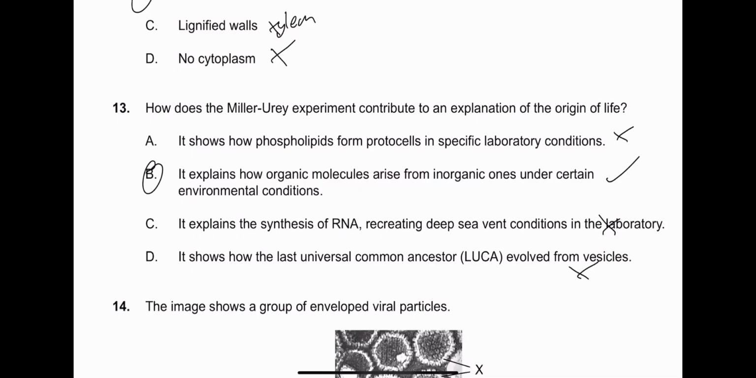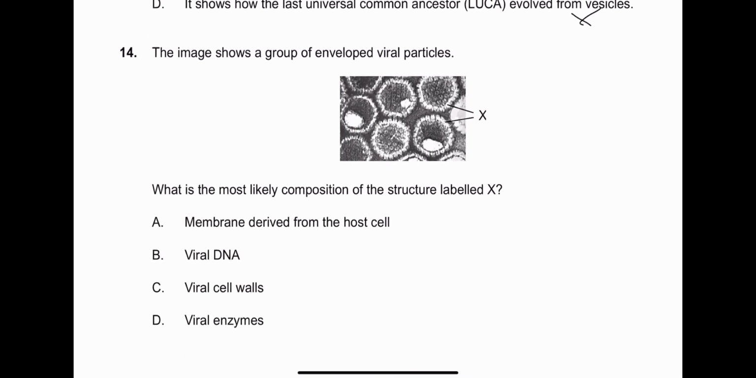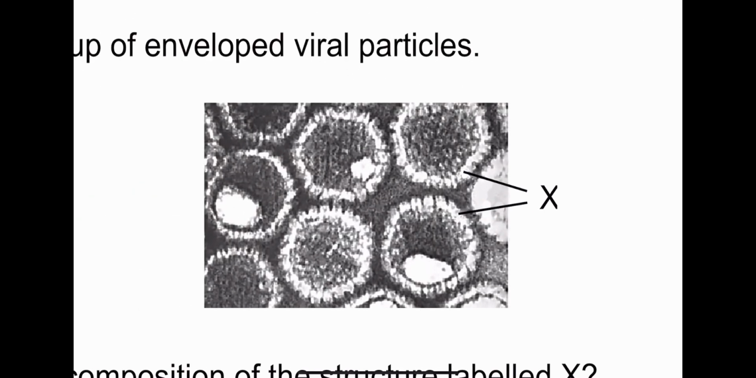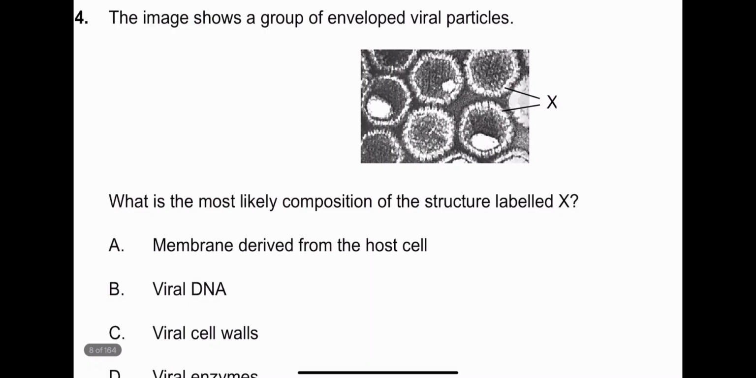This image shows a group of enveloped viral particles. What is the most likely composition of the structure labeled X? Interesting. So this is our X. It's always going to be blurry. Okay, and what is the most likely composition?